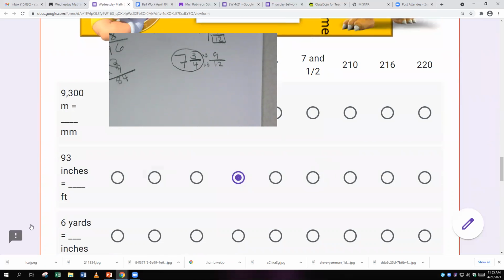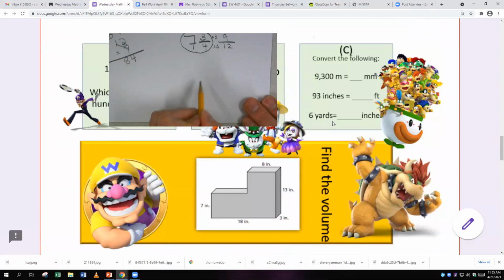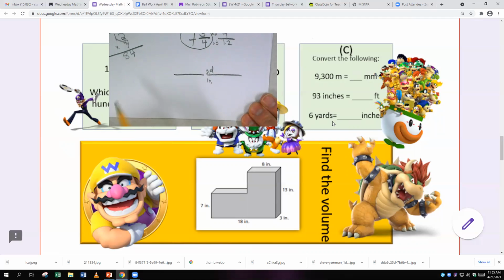And now I have 6 yards, and I'm going to turn that into inches. Yards to inches. I have 6. I know that 1 yard equals, do you remember? Well, 12 inches are in 1 foot. 1 yard is 3 feet. So this would be 3 times 12, 36.